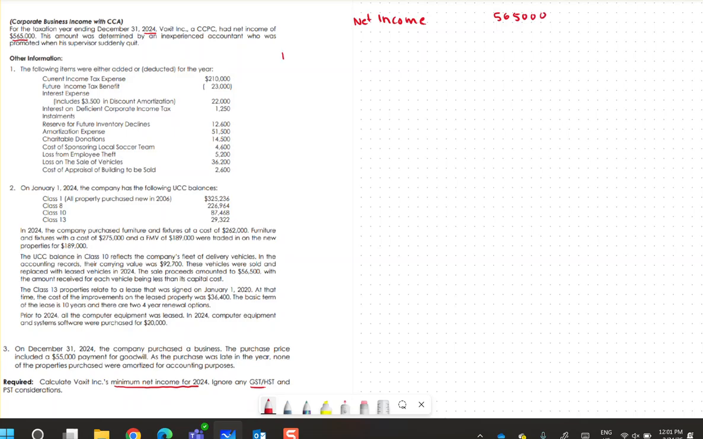Now again, similar to what we did in the other question, and this question is bigger because I see there are classes of CCA. So we are going to have a deduction, and we're going to show you how to calculate the CCA too.